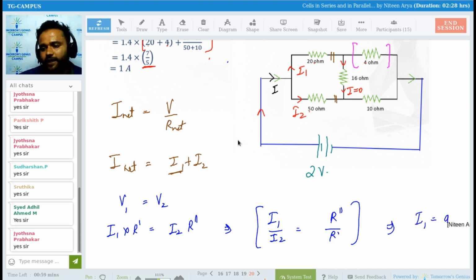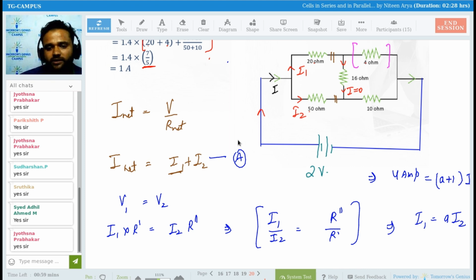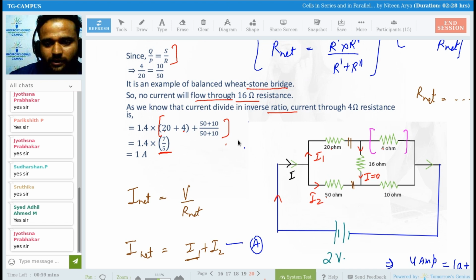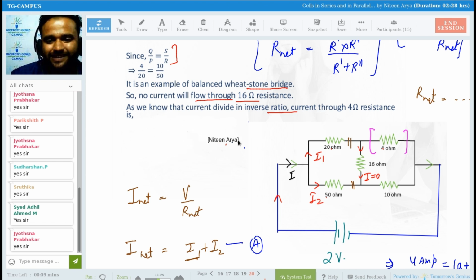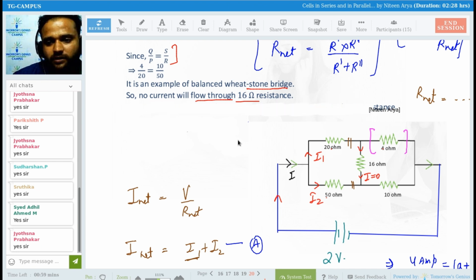Suppose I1 becomes A times I2. Then use this relation, equation number A. So I total, suppose you get 4 ampere. I'm just giving you an example. Then (A plus 1) times I1. Using this and then using this B condition, you can get I1. A little complex thing, but this is the way. Just remove this, because you are not going to understand it, and in the question we provide you the resistance.